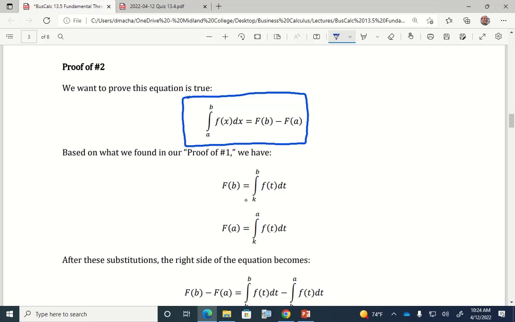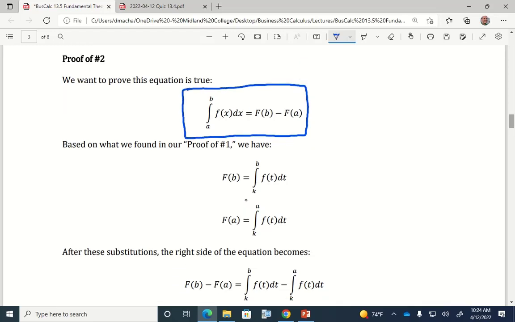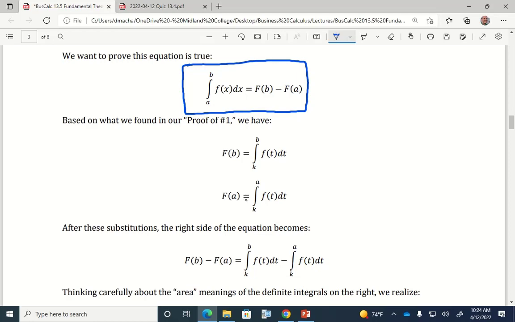formula. And so, thankfully, this proof is a lot shorter. If we use the fact that my antiderivative evaluated at b would be the integral from k to b of my function lowercase f of t, that's actually just based on what we've already proved. That's based on idea number 1 from the fundamental theorem. I can do the same thing with my antiderivative evaluated at a, just make a the upper bound.